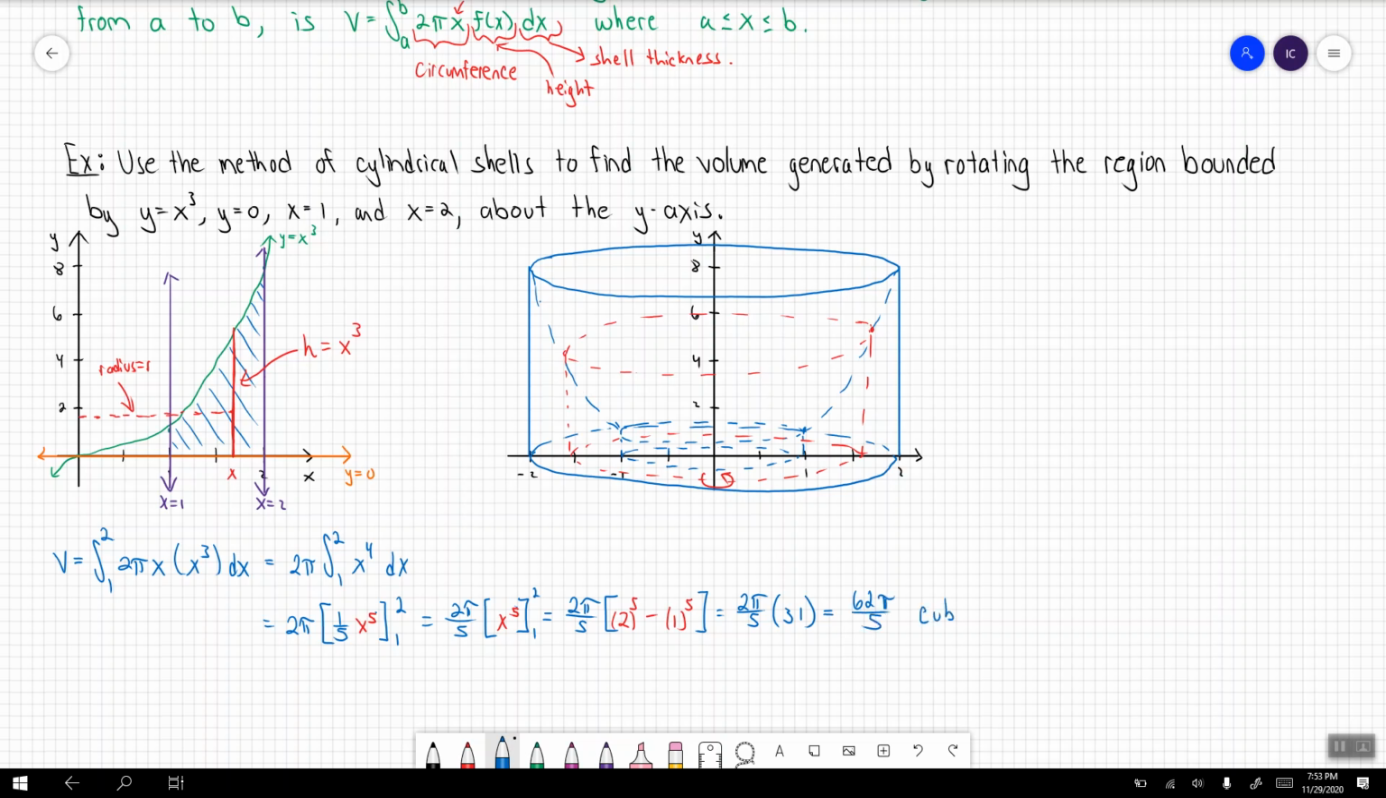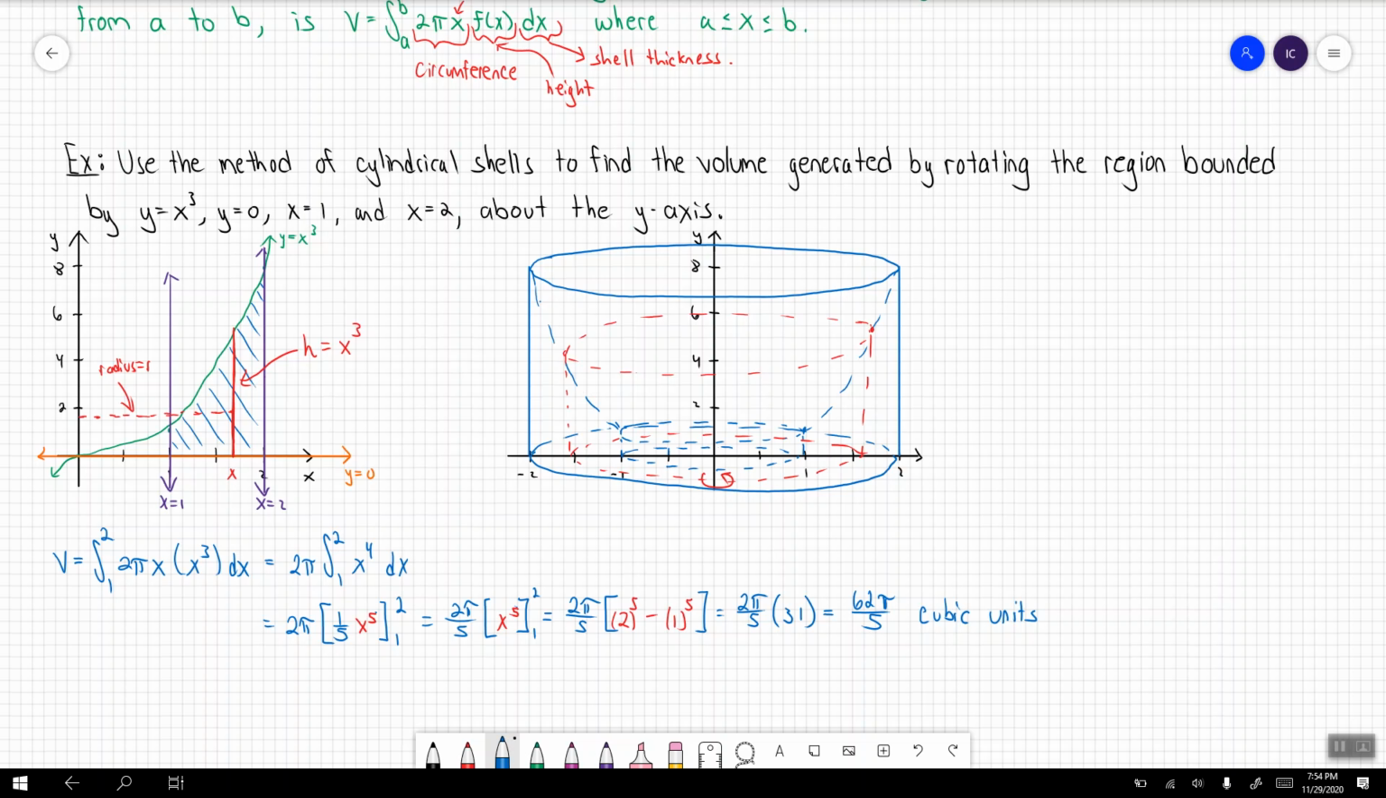And since this is a volume, this is going to be in cubic units. And this is the method of cylindrical shells. Again, we always want to focus on getting a quick sketch of the region, then rotating the region so that we can identify what the figure is. Once we identify the figure made by that rotation, we can identify the height of the cylindrical shell and the radius of the cylindrical shell, and then integrate to find the values that we need.